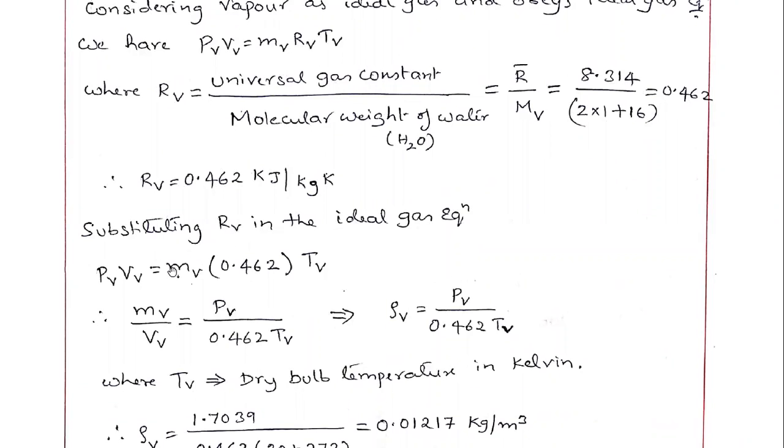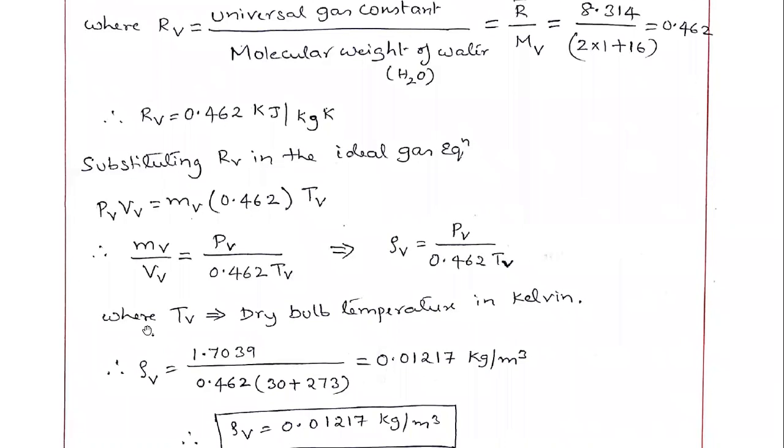Substituting this RV here and cross multiplying, MV by VV will be equal to PV divided by 0.462 TV. M by V is nothing but mass by volume, which is the density. So the vapor density will be equal to the partial pressure of the vapor divided by RV into the temperature of the vapor, where TV is the dry bulb temperature. Please make sure it is in Kelvin. So 273 plus 30 multiplied by RV, and in the numerator substitute PV, and we'll get the density of the vapor.